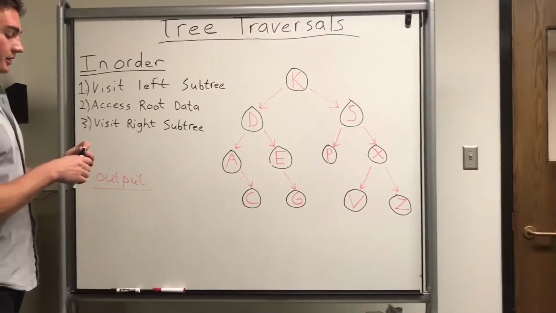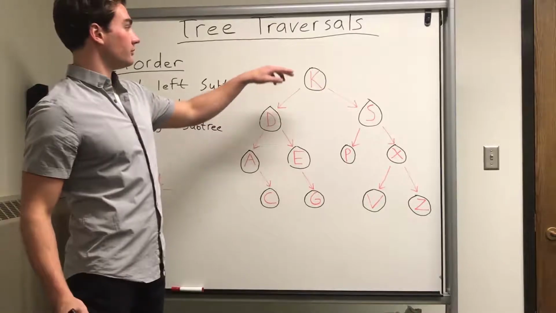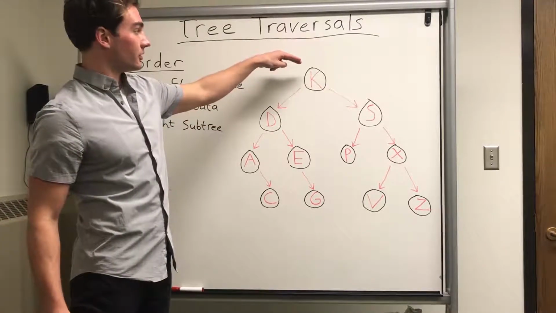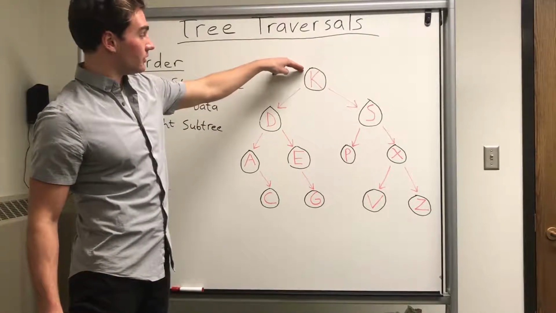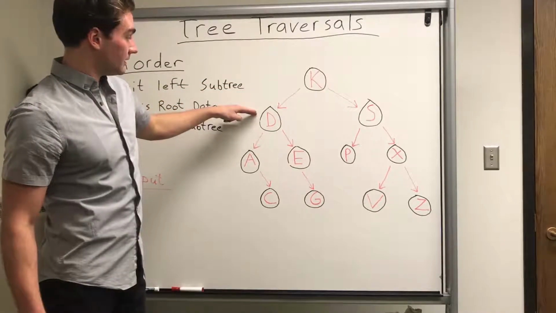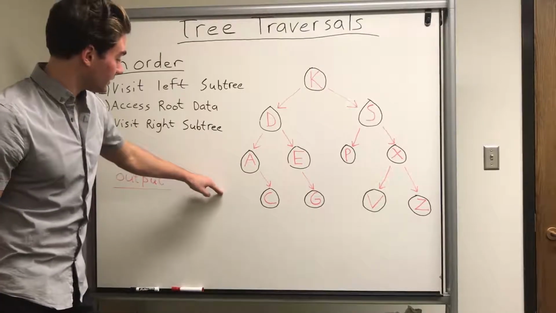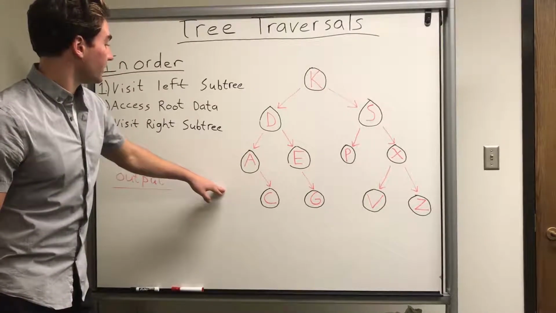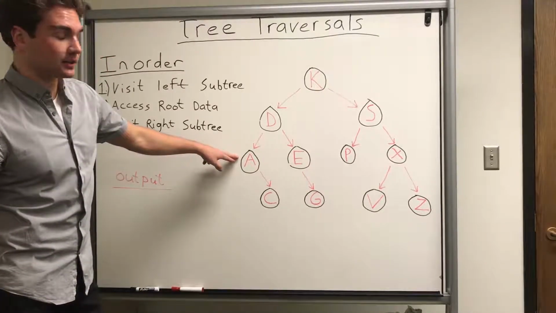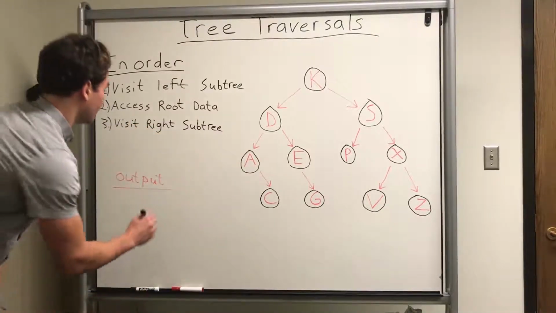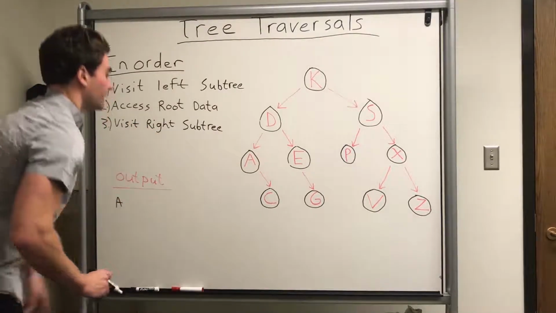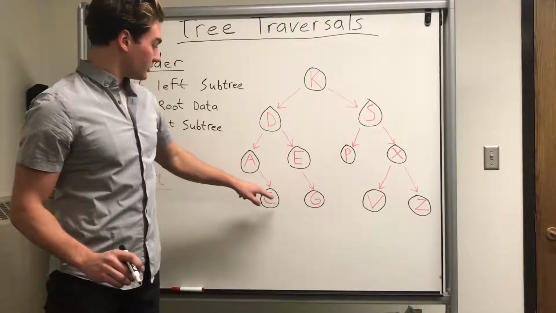So if we start off with our algorithm, for every node in the tree, we need to visit the left subtree first. So for this node, we need to visit the left subtree. We need to do that again, left subtree. Visit the left subtree again, so now this is null. Only then can we access the root data item of the subtree that we were talking about, and now we can print A. And now we go visit the right subtree, here.